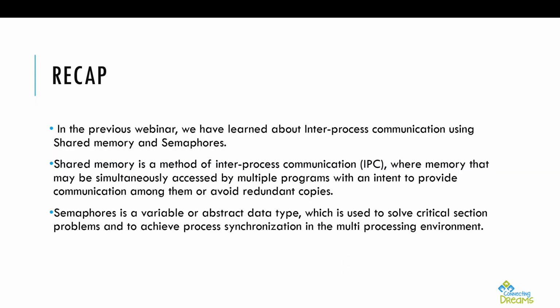In the previous webinar, we have learned about inter-process communication using shared memory and semaphores. Shared memory is a method of inter-process communication where memories that can be simultaneously accessed by multiple programs with an intent to provide communication among them or avoid redundant copies. Semaphore is a variable or abstract data type which is used to solve critical section problems and to achieve process synchronization in the multi-processing environment.